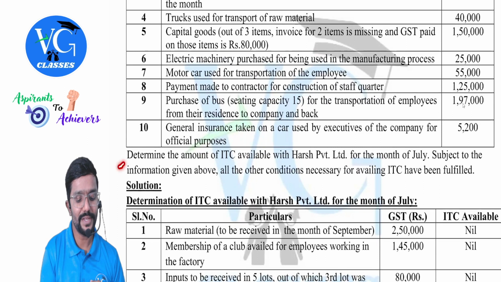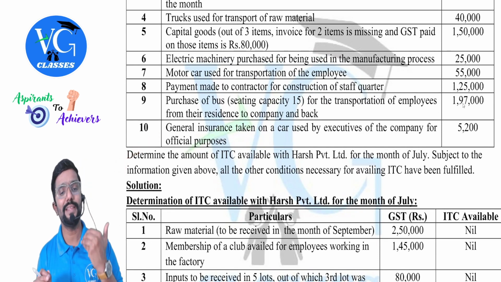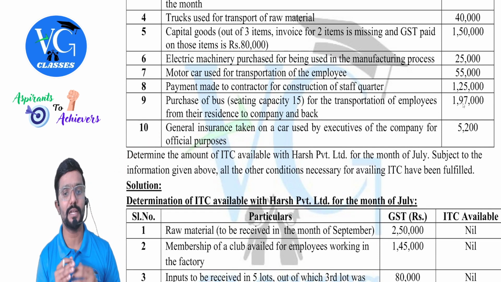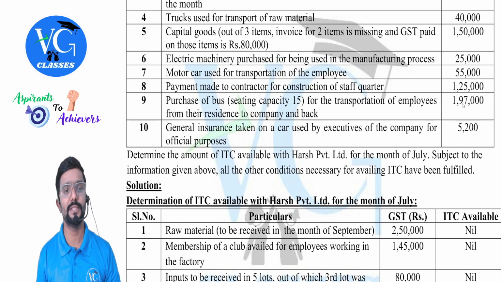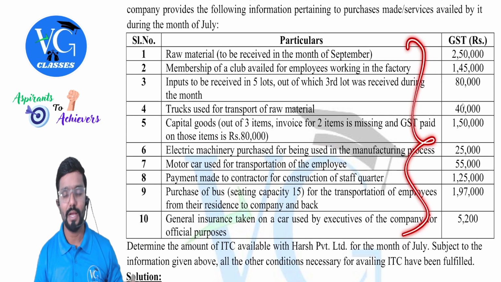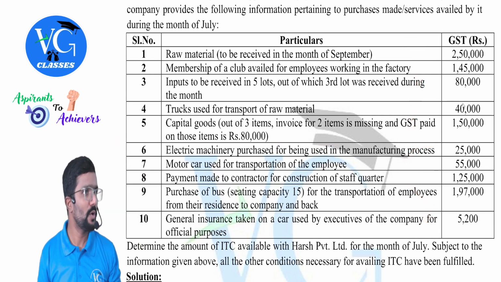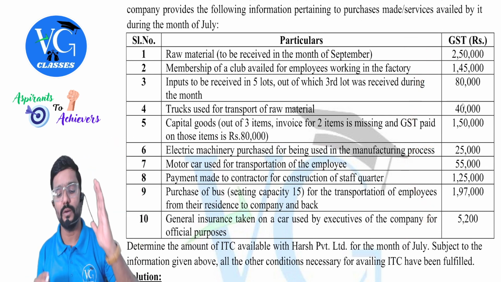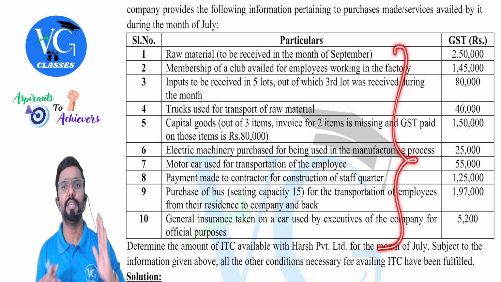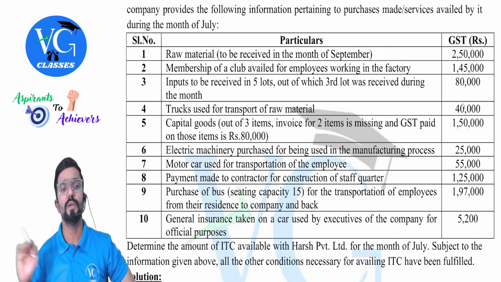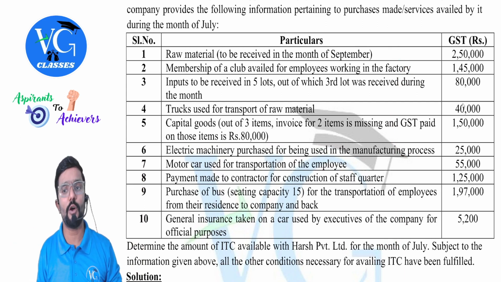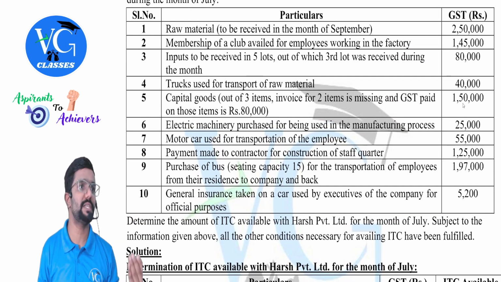But before that, what is the requirement? I will just read it. Determine the amount of ITC available with Arch Private Limited for the month of July. Subject to the information given above, all the other conditions necessary for availing the ITC have been fulfilled. Means other than whatever is given here, other conditions are satisfied. Okay, sir. So we need to answer only with respect to whatever they have given here. Sir, should we think about other if and buts? No, we need not think about it. Guys, actually this question is a combination of both section 16 as well as 17.